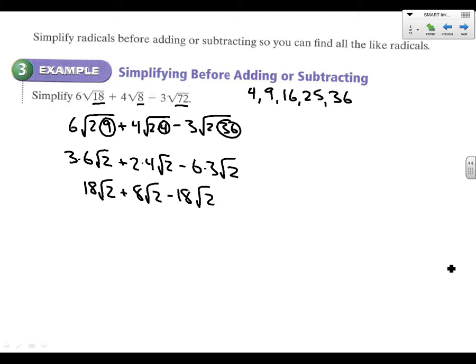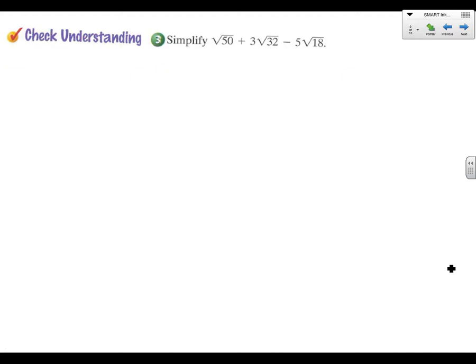All right, and so what looked like at the beginning like we had non-like radicals, now it's all root 2, so we can add and subtract them together. Let's cancel out the 18s. 18 minus 18 will go away. And so 8 root 2 is left as our answer. So see if you can do the same sort of steps on understanding check number 3.